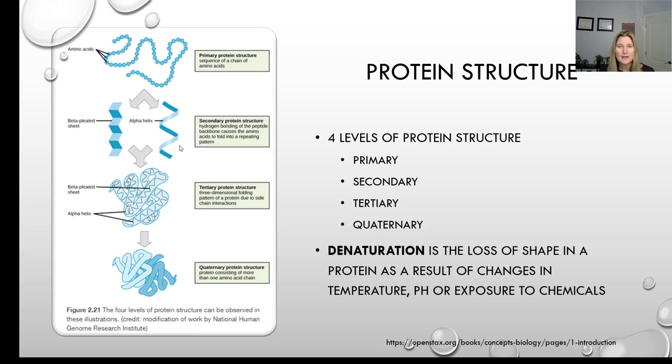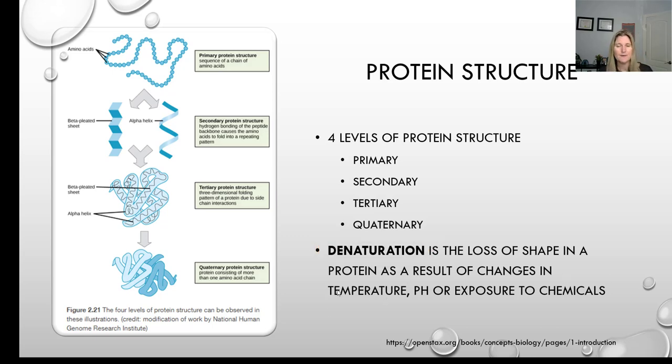Because of the complexity of the folding, the protein needs to be in a certain environmental condition. If we deviate from that environmental condition, we can end up causing that protein to unfold. And so that's called denaturization, or denaturing the protein. So it loses its shape.